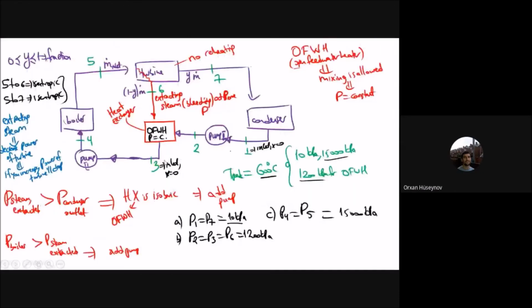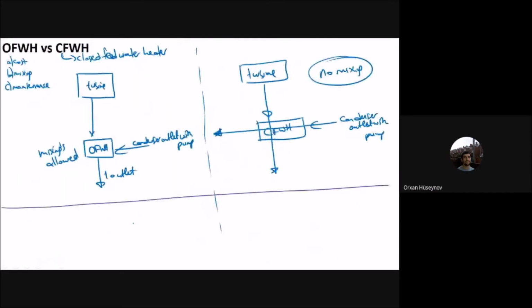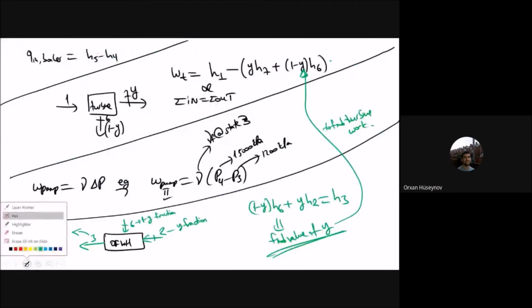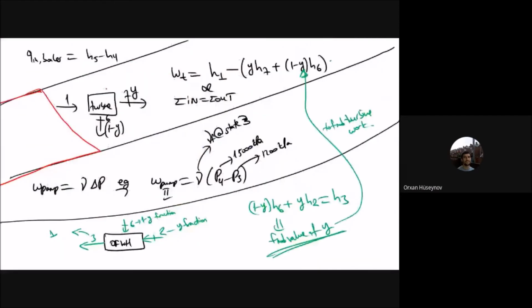This is for the turbine, for the open feed water heater. And for the condenser, you can see this. How do we find it? So let me just write the condenser here. Okay, so for the condenser, you will have again 7 as inlet and 1 as outlet, and here you have the y fraction, because of the 1 minus y of the mass flow rate, and here we accept that the mass flow rate is unit, unit mass flow rate.